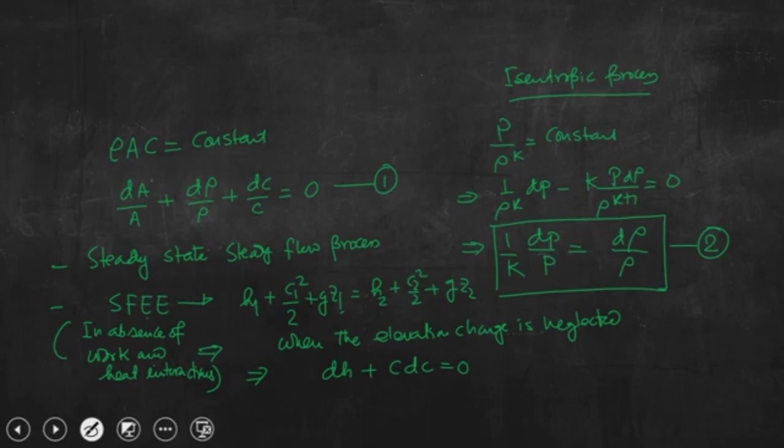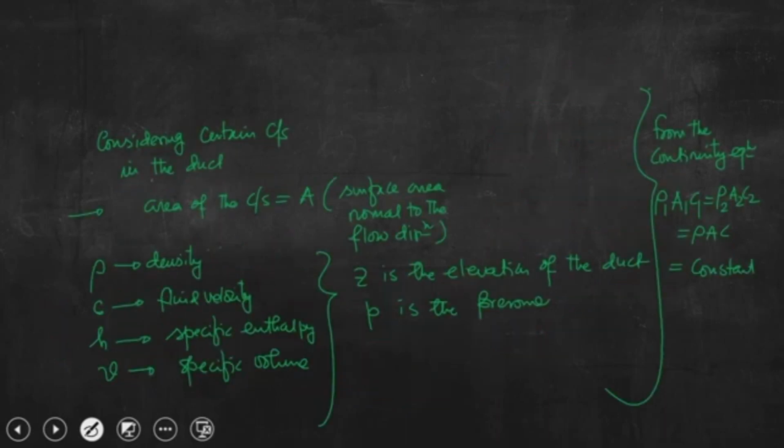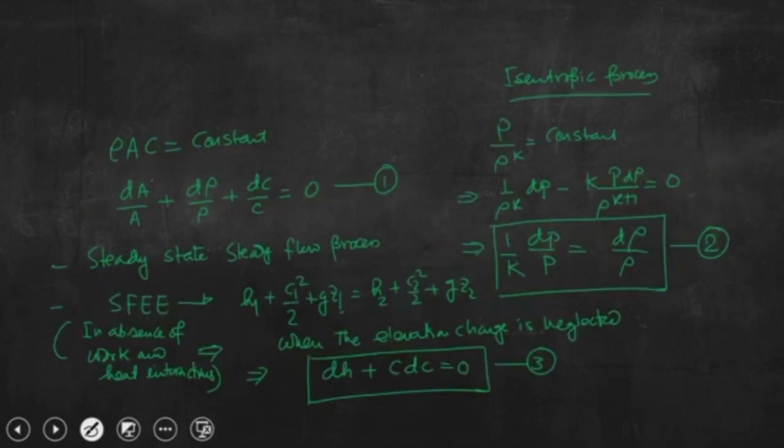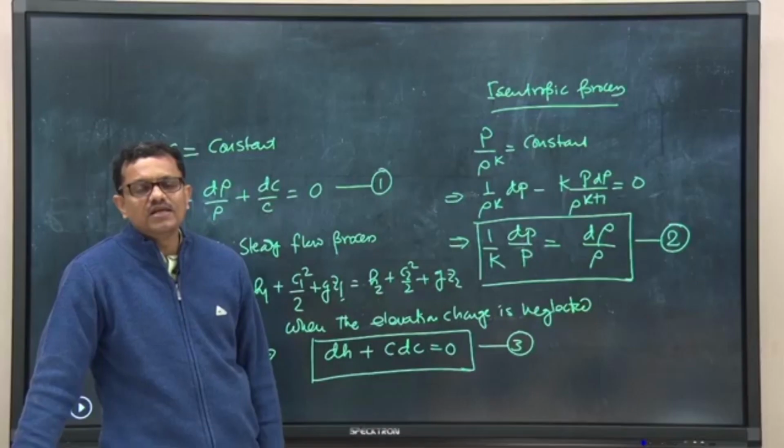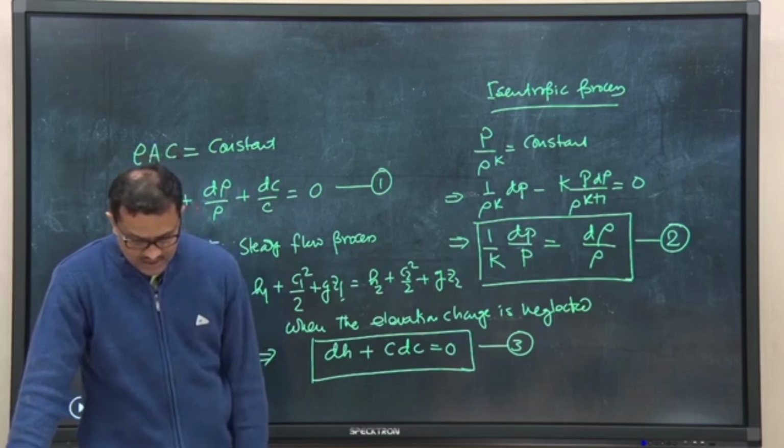If we integrate this equation, we will be getting this one. So, dH plus CdC equal to 0. That is another equation, because we are trying to relate velocity with other properties, as we already mentioned: density, fluid velocity, specific enthalpy, specific volume and the pressure. Again you have to keep in mind that this is the flow of a compressible fluid through a duct having gradually varying area. So, this is what we have written.